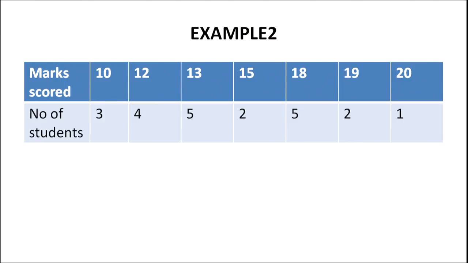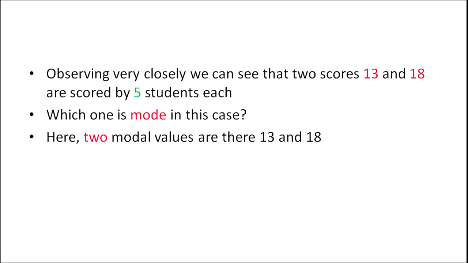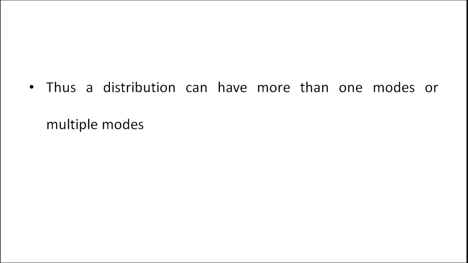Now, consider another example. The marks scored by students and the number of students is given here. The score 10 is obtained by 3 students, 12 by 4 students, the score 13 is scored by 5 students, 15 by 2 students, 18 by 5 students, 19 by 2 students and 20 by 1 student. Observing very closely, we can see that the two scores 13 and 18 are scored by 5 students each. So which one is the mode in this case? Here, two modal values are there, 13 and 18. Thus, we should understand that a distribution can have more than one mode or multiple modes.